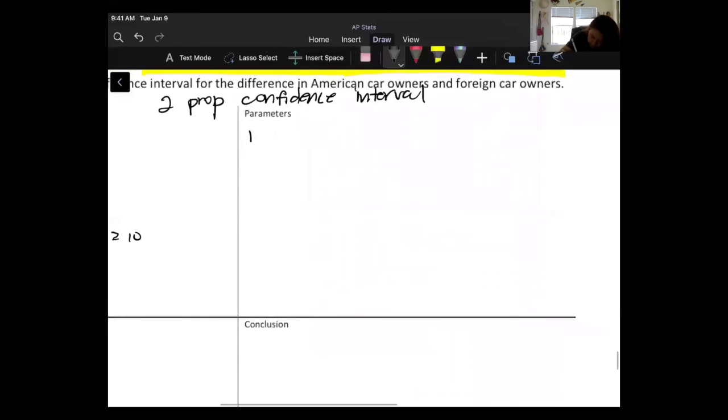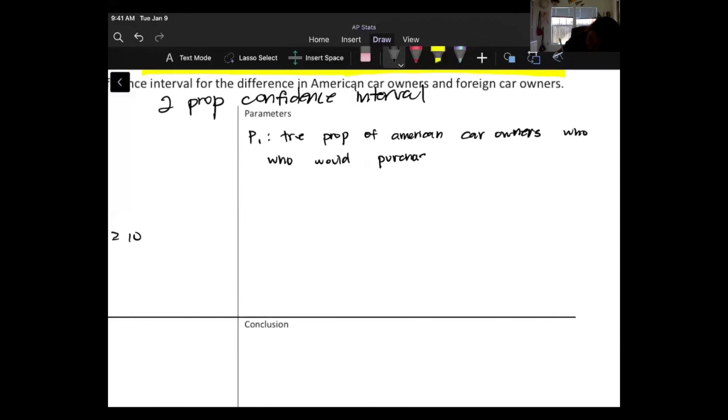Parameters. P1 is the true proportion of American car owners who would purchase another. P2 is the true proportion of foreign car owners who would purchase another.